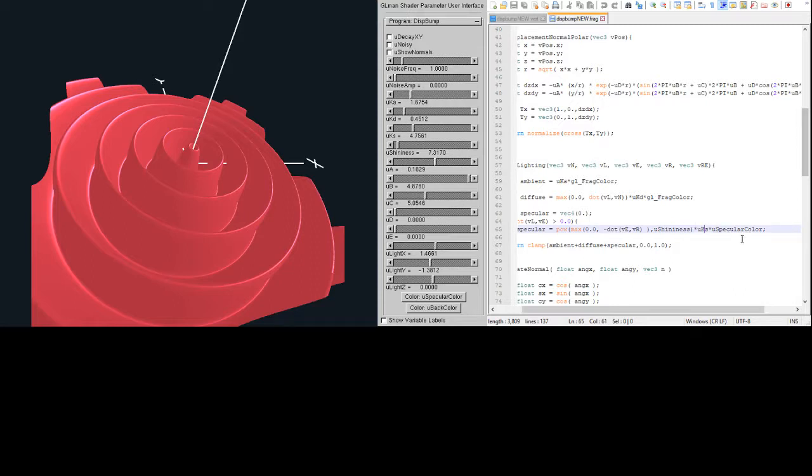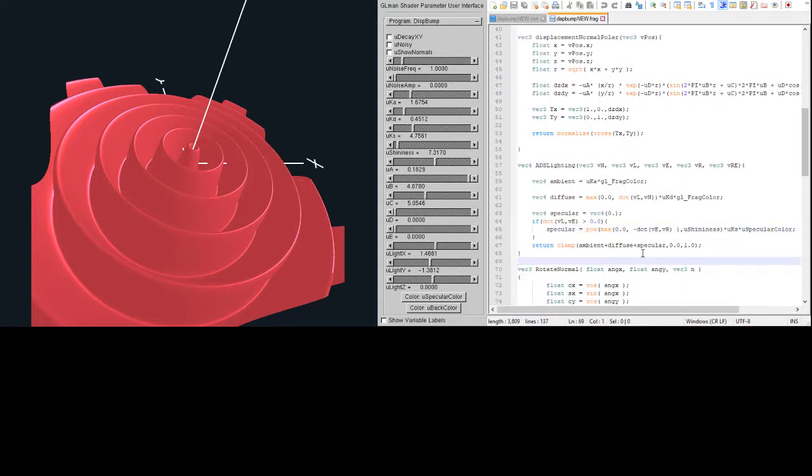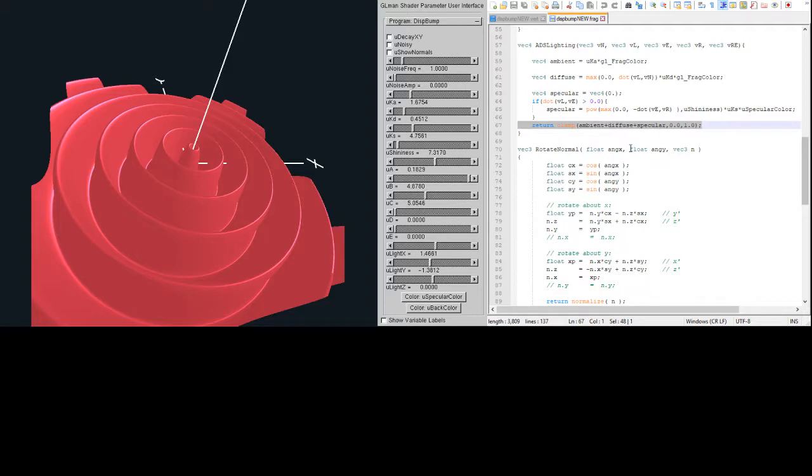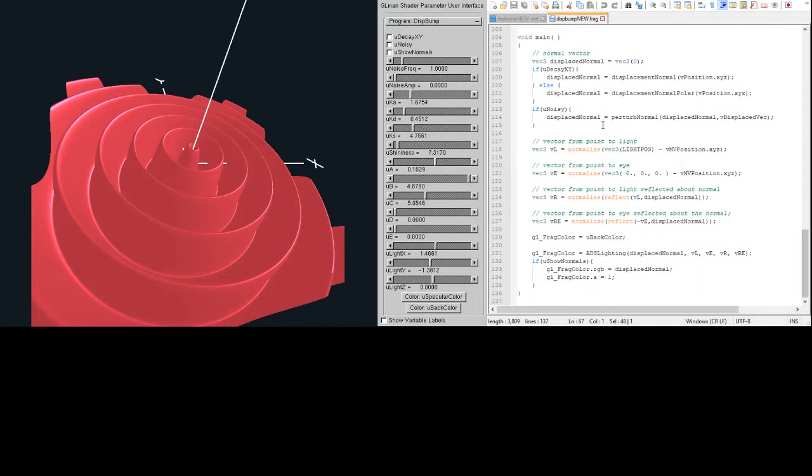And then I take times UKS, which is this value here, and then I take that times the specular color, which I set at this button here, and then I return it and clamp it to between 0 and 1. Clamp the values between 0 and 1. Okay, so finally, kind of some cool things.